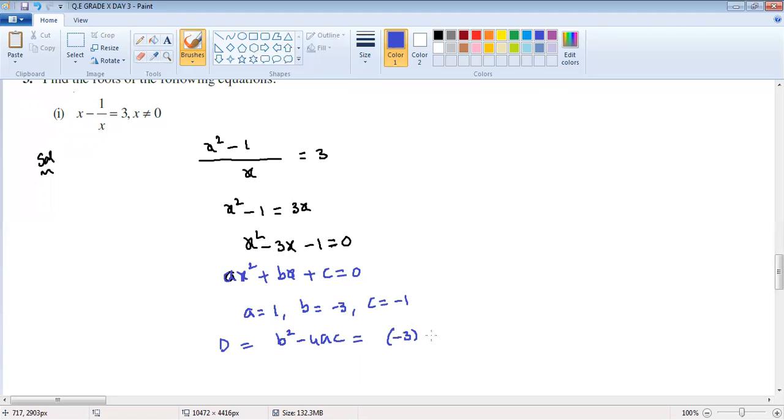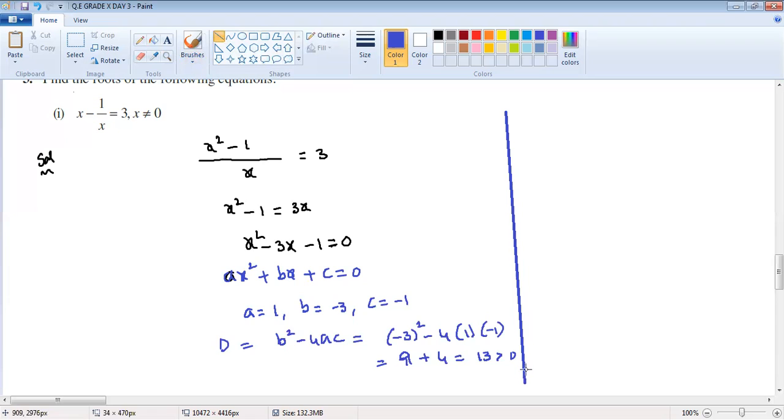Sir, 9 plus 4, that's 13, greater than 0. Yes, sir. So roots exist, right? What type of roots? Real and distinct roots. Real and distinct roots will be there.